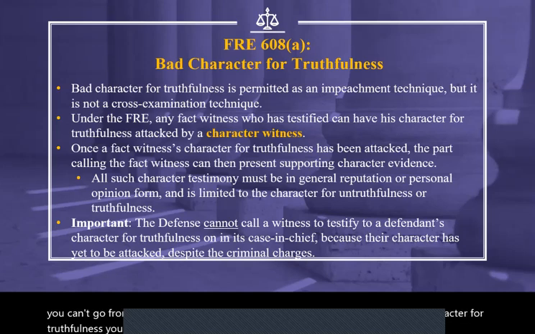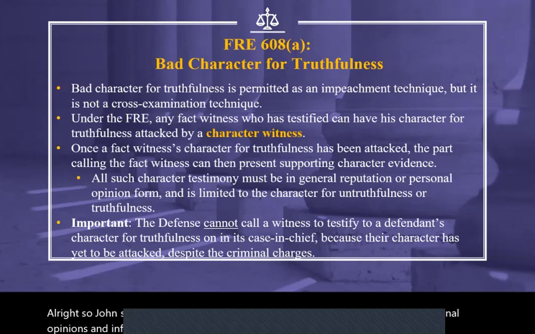Now, that being said, once a fact witness's character for truthfulness has been attacked, the party calling the fact witness can then present supporting character evidence. So basically, they can call another witness to rebut this witness, or they can bring in documents that rebut what this person is saying, right? Generally speaking, all character testimony must be general reputation or personal opinion in form, and is limited to the character for truthfulness or untruthfulness.